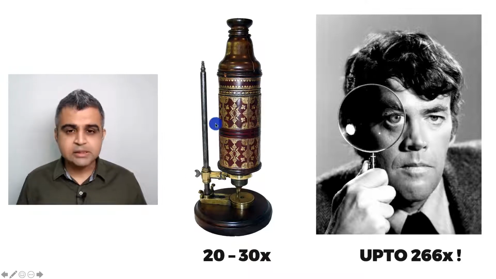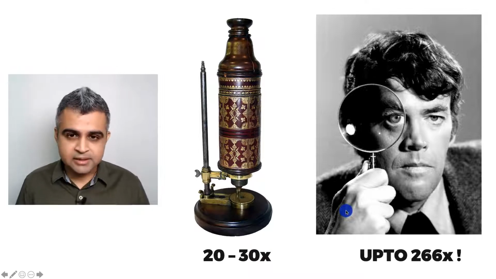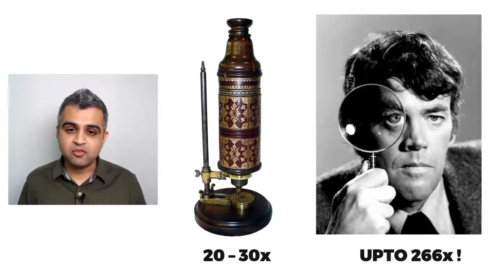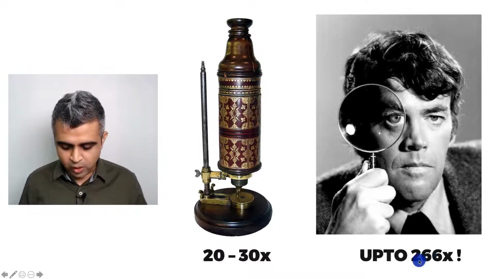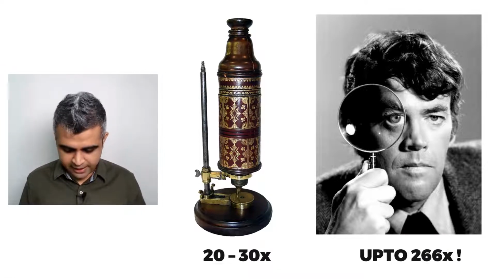Two lenses, a little complicated design, able to magnify only up to 30 times. And here we have another person, who is not a scientist, who started using only one lens but was able to achieve magnification of up to 266 times. So now how is that possible? I'm going to give you a quick lesson in optics in the next slide.